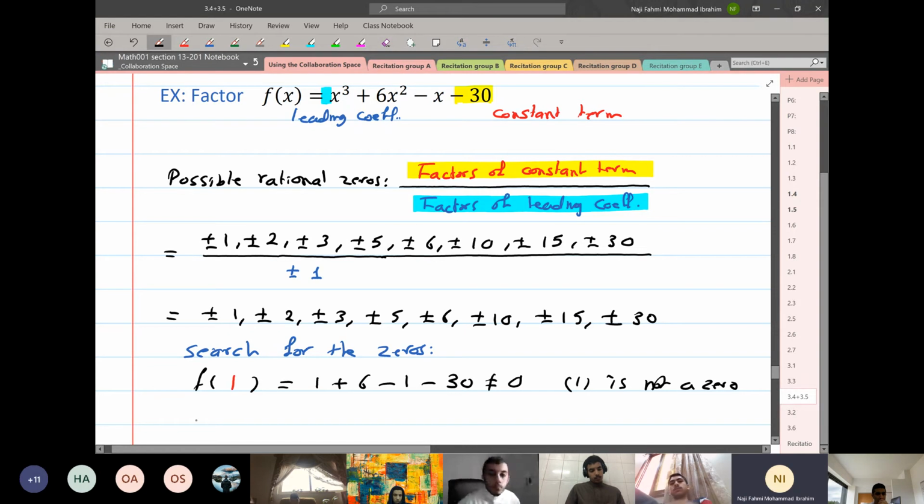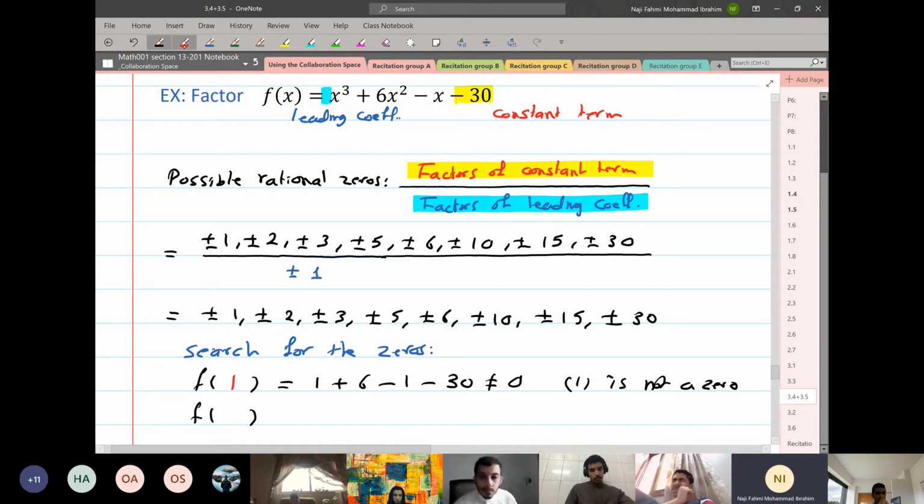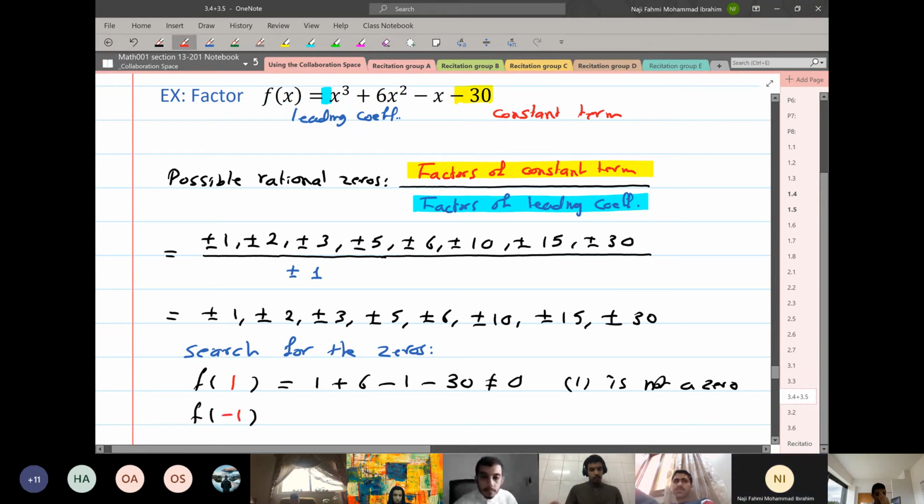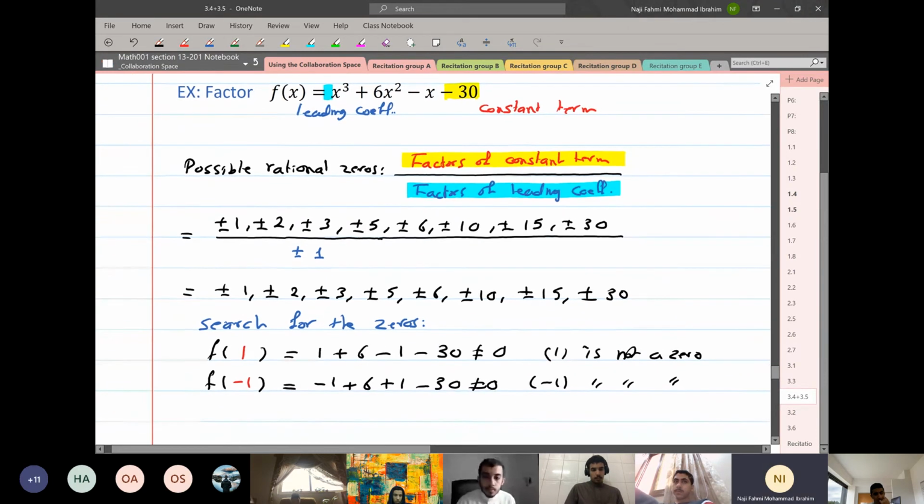What's our next number in the possible rational zeros? The negative 1. If we substitute negative 1, Shabab, what do we get? Negative 1 plus 6 plus 1 minus 30. Is this equal to 0? No. So we say negative 1 is also not a zero. What's our next possible zero?